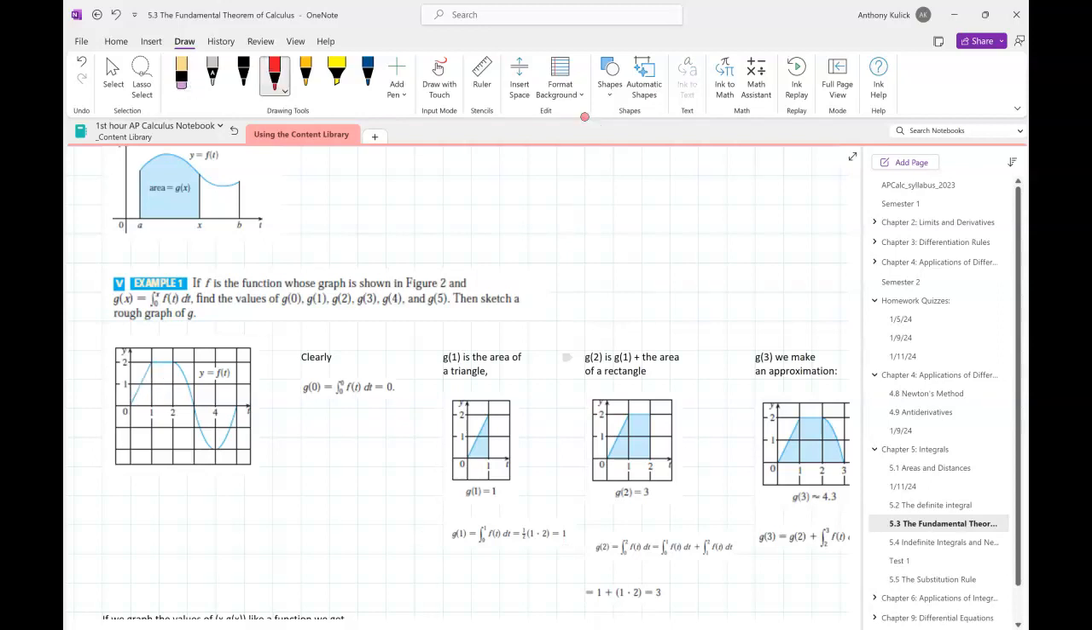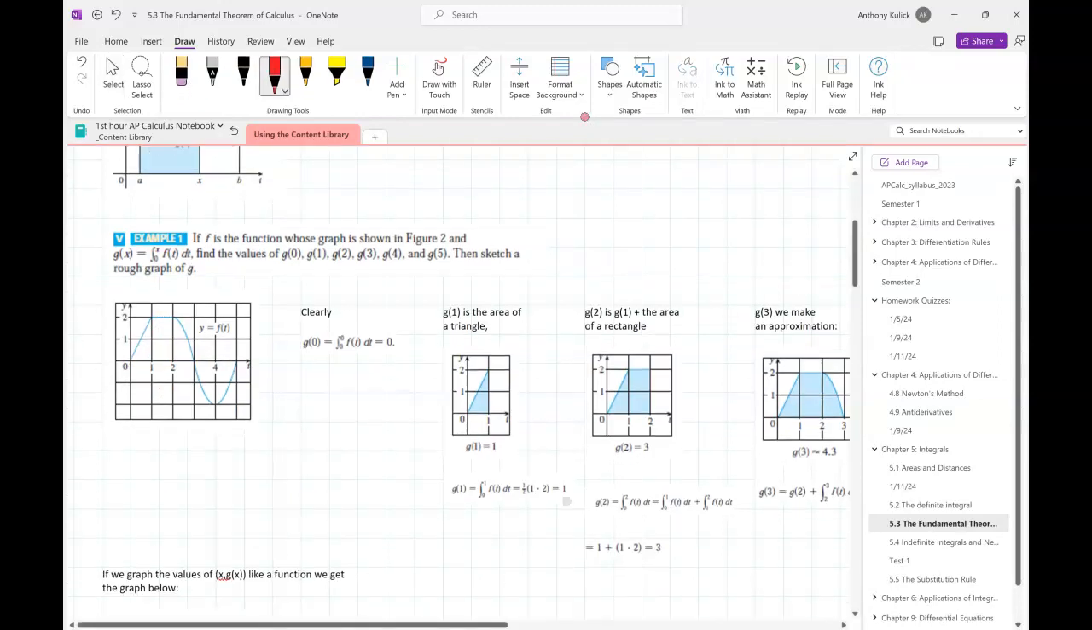And now from 0 to 2 is like that shape. So it looks like g of 2 is g of 1 plus the area of this rectangle. So I know that that's going to be the integral from 0 to 1, that's g of 1, plus the integral from 1 to 2, which is just the rectangle. That's a width of 1 and a height of 2. We already found that g of 1 is 1, and then this is 2. So 1 plus 2 is 3. So g of 2 is 3.